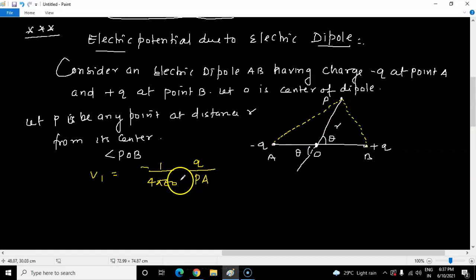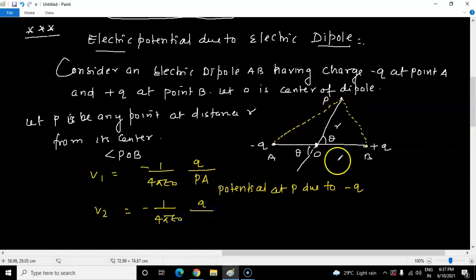Similarly, this is the potential at point P due to the negative charge, minus Q. V2, similarly we can write, is minus 1 by 4 pi epsilon naught, Q by, that distance is PB. This is the potential at P due to the charge plus Q. Any doubt in this?